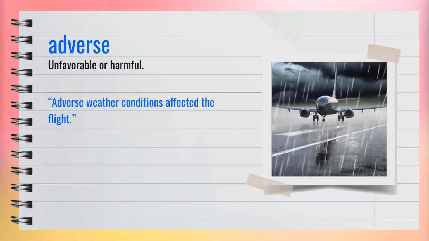The word adverse is an adjective. It is spelled A-D-V-E-R-S-E, pronounced adverse. It means unfavorable or harmful. For example, adverse weather conditions affected the flight. This means bad weather caused problems for the airplane.